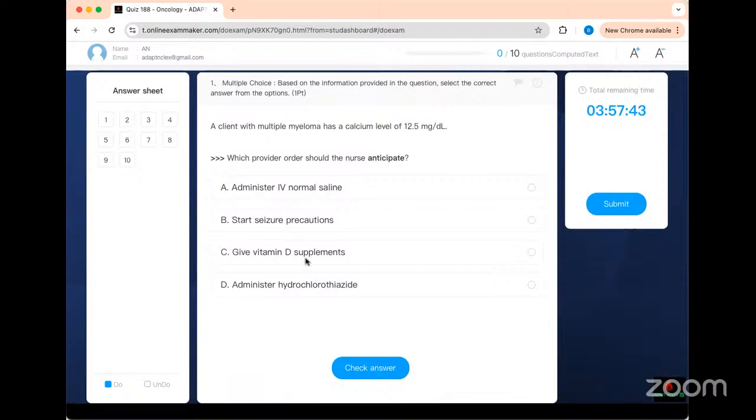Vitamin D is going to increase your calcium. Why do you want to pick it, right? Why do you want to pick vitamin D or calcium? It's going to increase your calcium. Hydrochlorothiazide also will increase your calcium, and the side effect of hydrochlorothiazide is hypercalcemia. Therefore, you leave that.